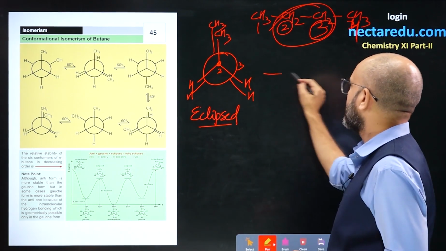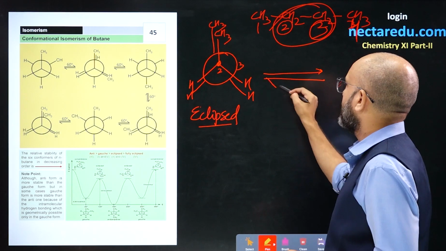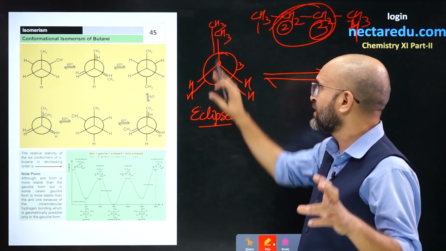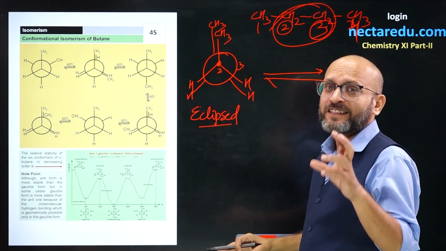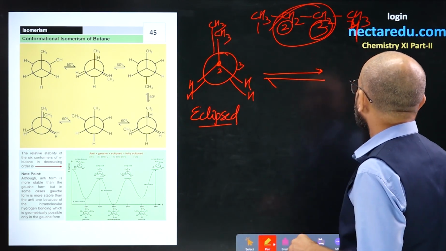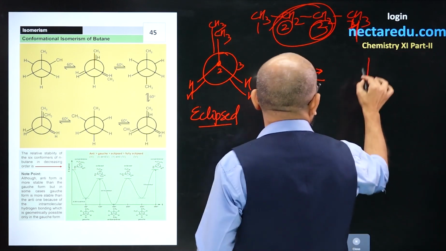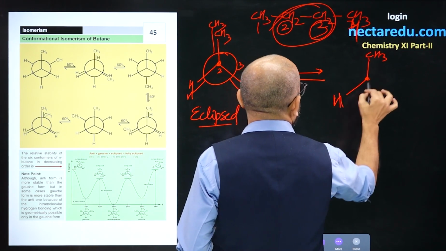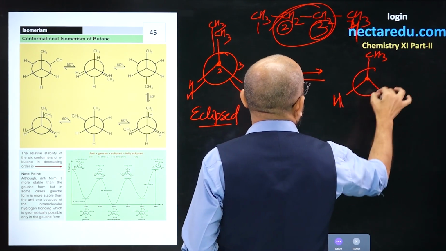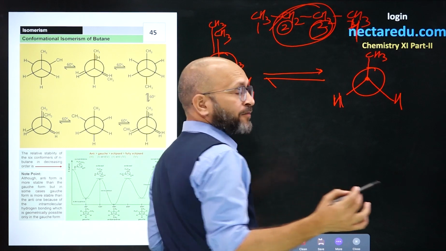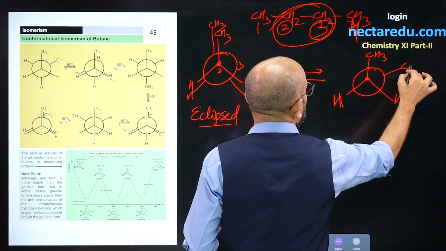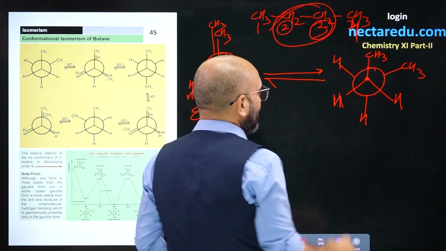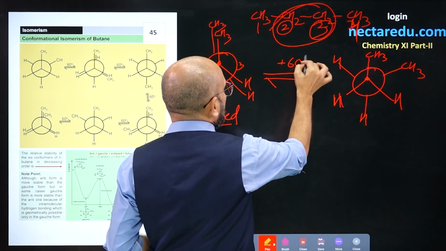Now if I rotate any carbon, if you hold the second carbon and you just rotate the third carbon by 60 degrees, you get something like this. I have kept second carbon as such. These are the bonds at the second carbon. I am rotating the third carbon by 60 degree, so the groups become like this.